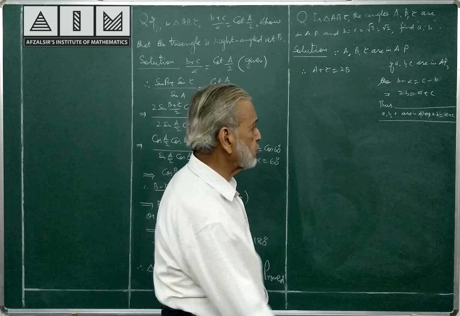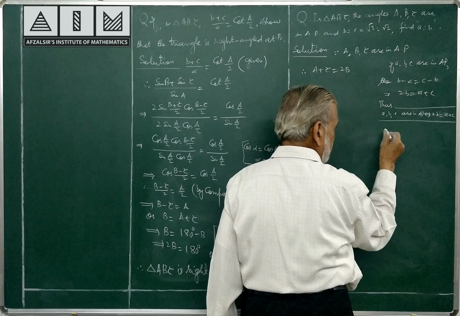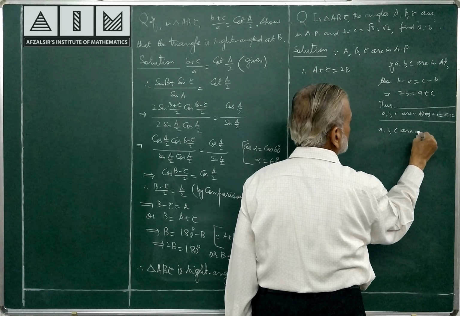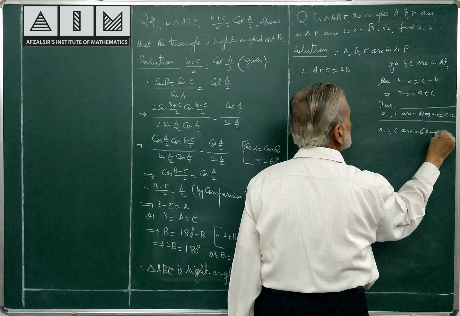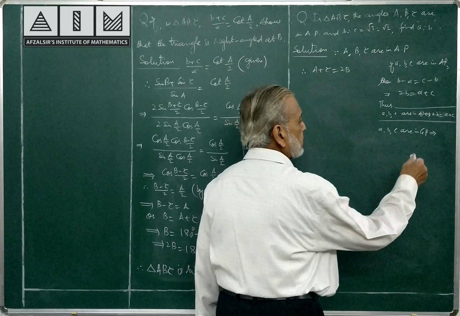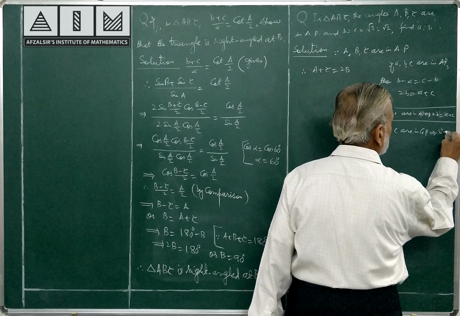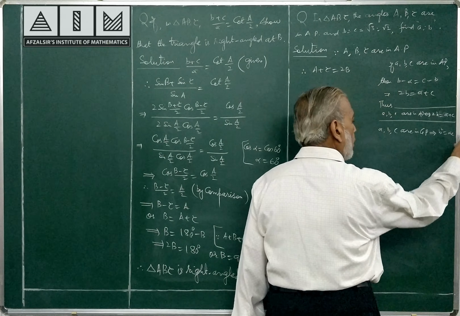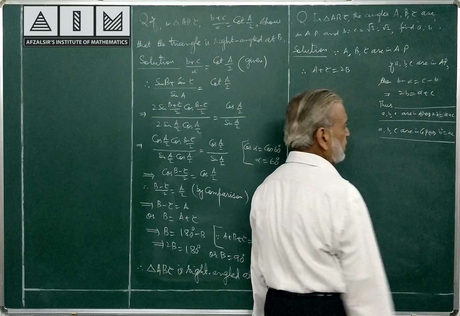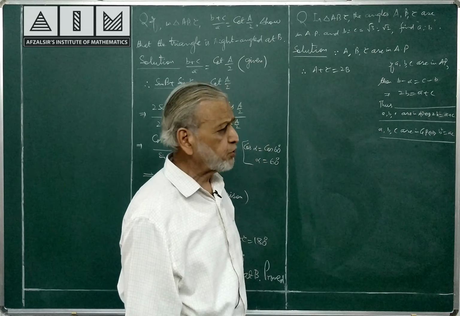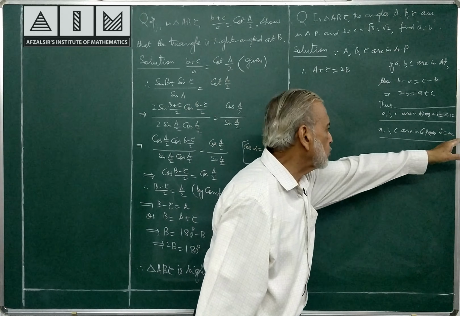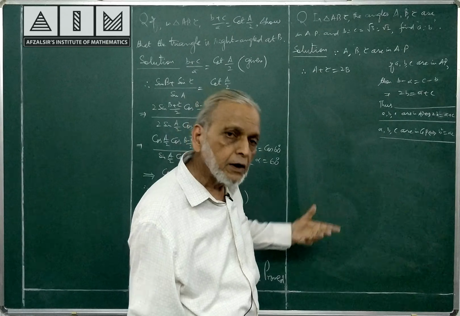I am writing about GP also here, not explaining much about it, please see. A, B, C are in GP means B square is equal to AC, or B square is equal to AC means A, B, C are in GP. Not explaining, when it comes again we shall see.